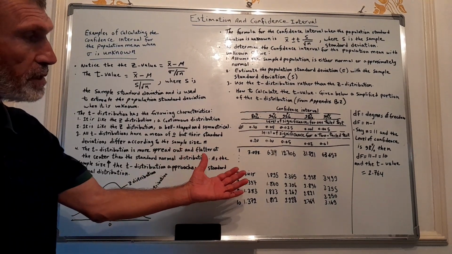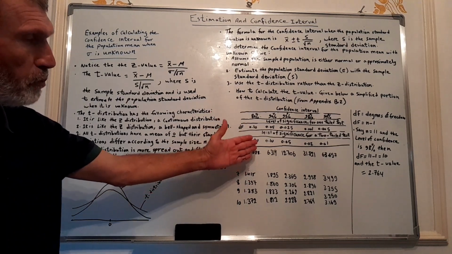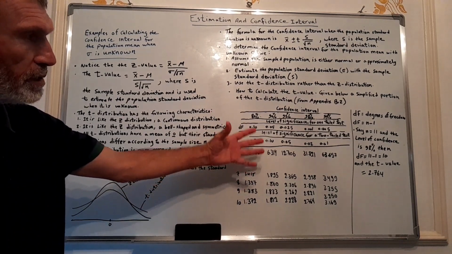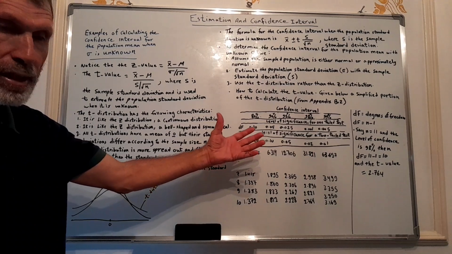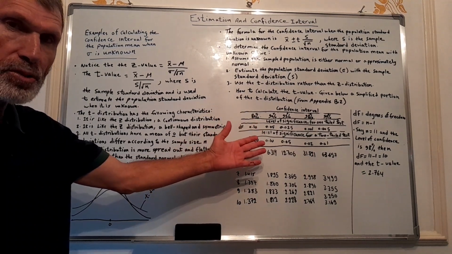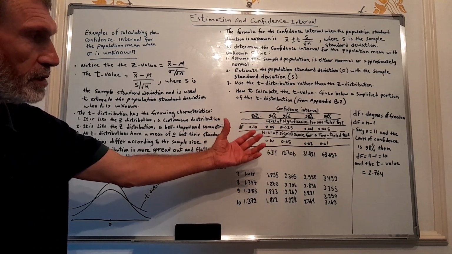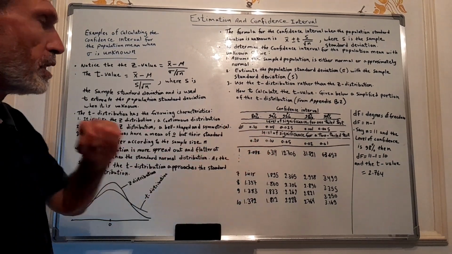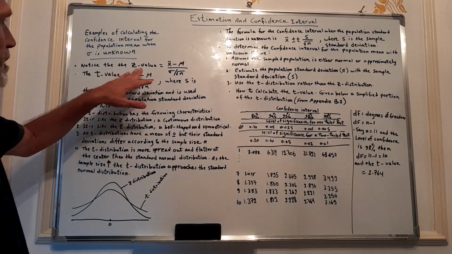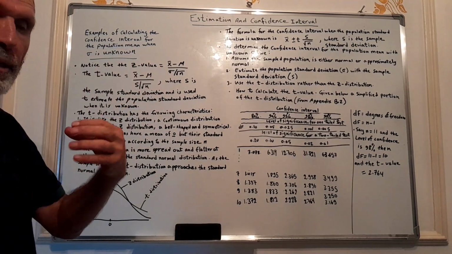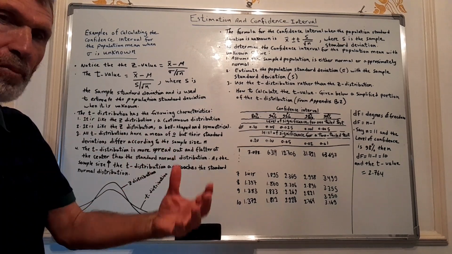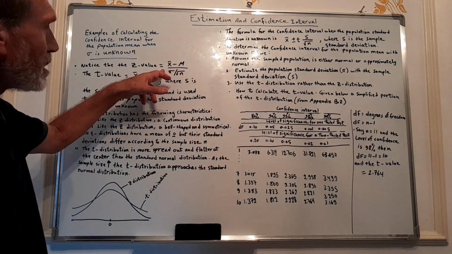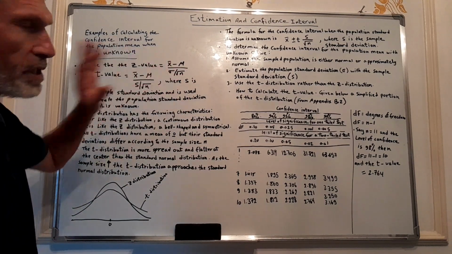As you can see, we have a simplified portion of the table. The table in Appendix B2, a simplified portion of it, is reproduced here. Notice that the z value when the standard deviation of the population is known is given by x bar minus mu over sigma over radical n.